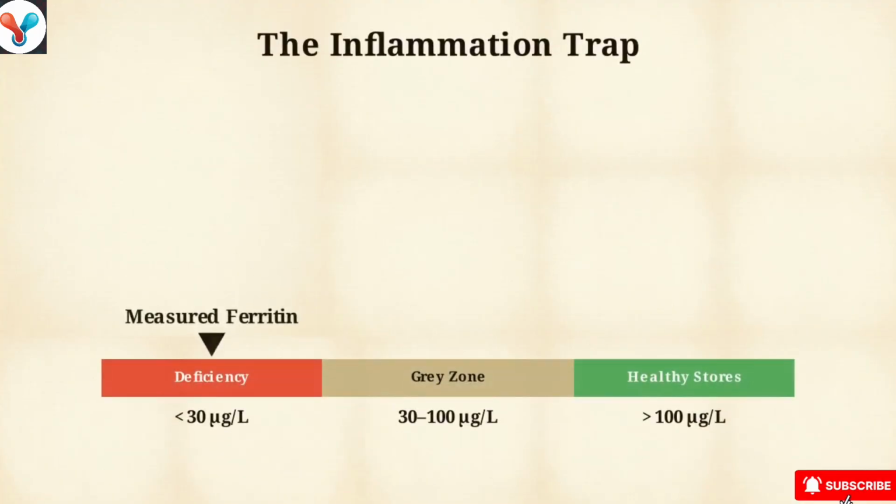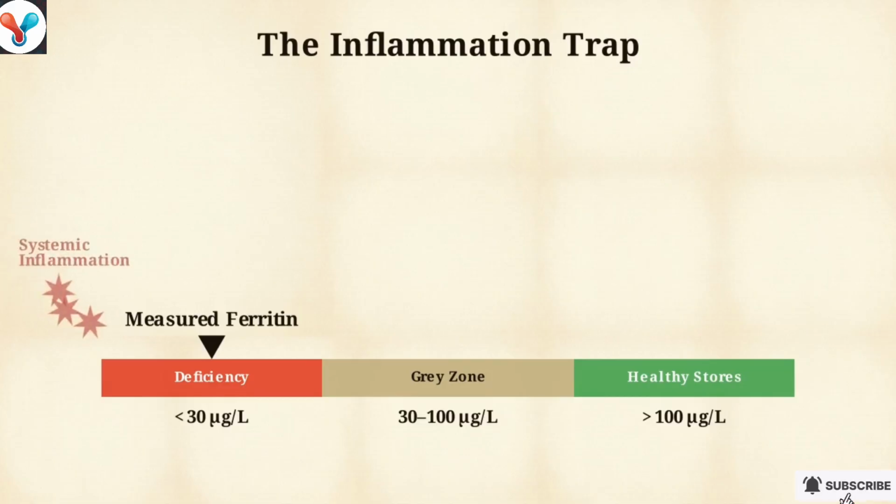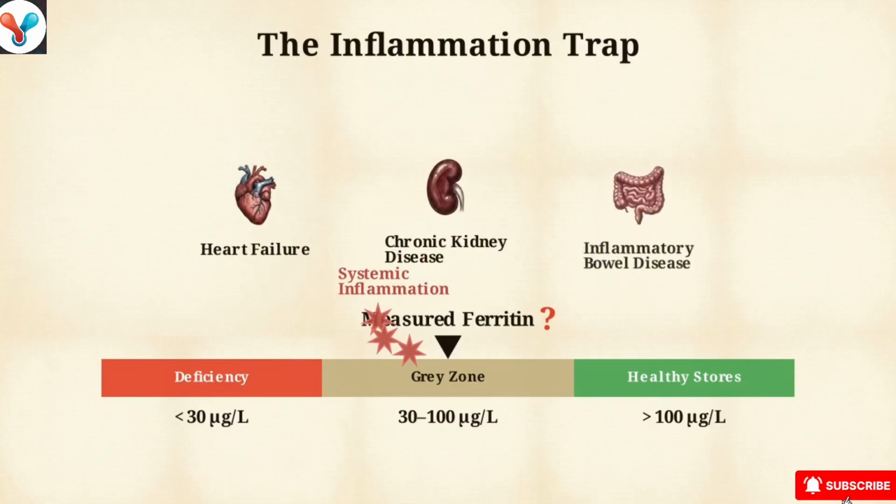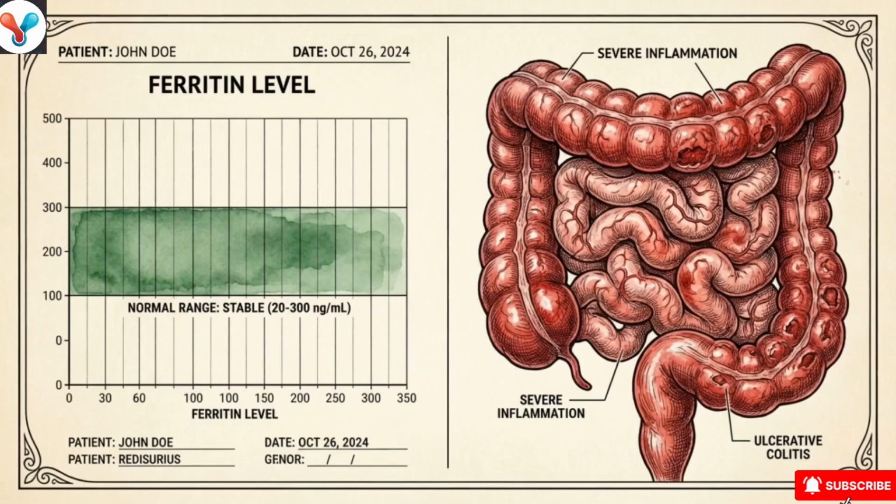However, ferritin is also an acute phase reactant, meaning its concentration increases during systemic inflammation, regardless of iron stores. This creates a diagnostic challenge in patients with heart failure, chronic kidney disease, or inflammatory bowel disease. In these populations, chronic inflammation can elevate ferritin into the normal range, masking a functional iron deficiency.